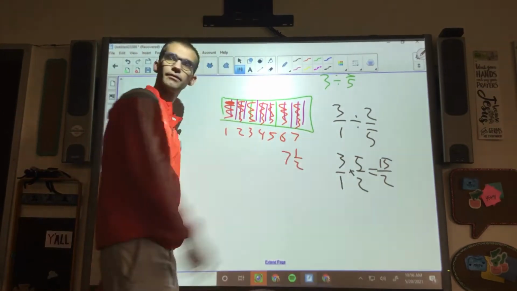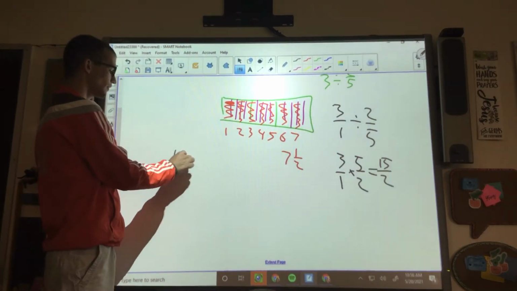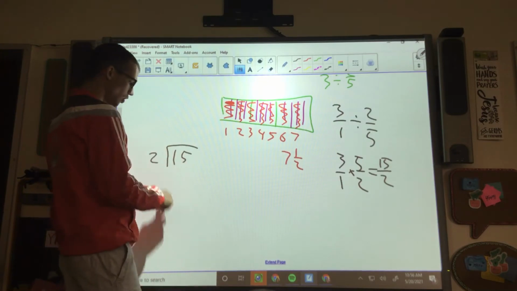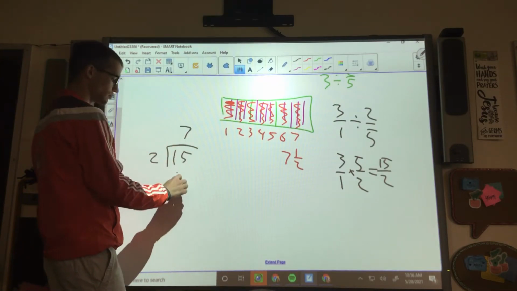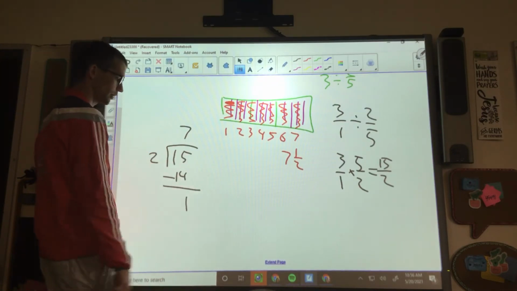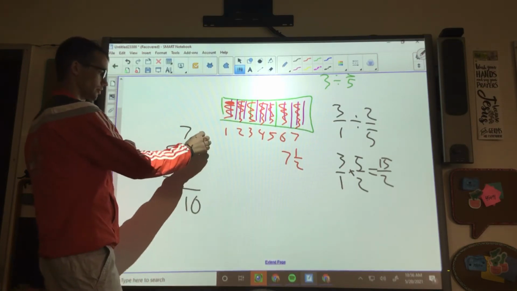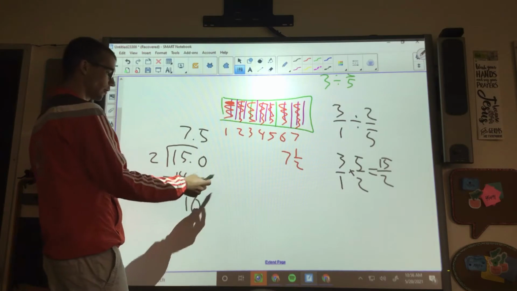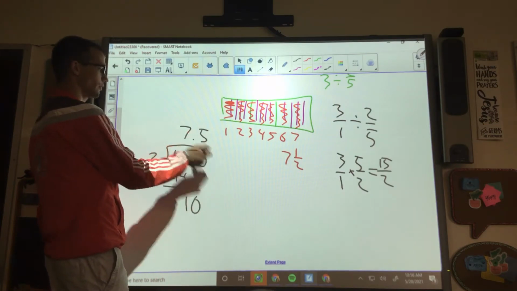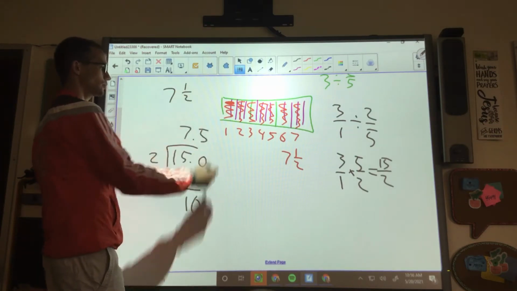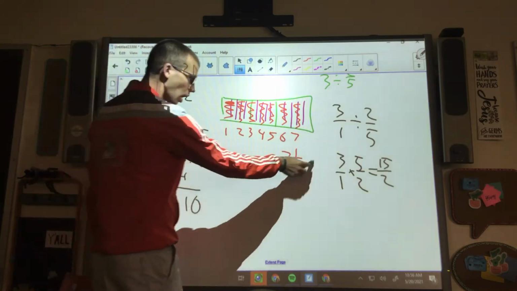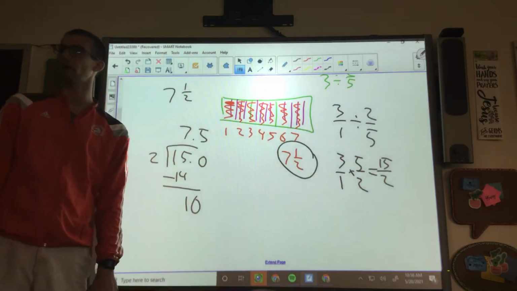15 divided by 2: 2 goes in 7 times, 2 times 7 is 14, I get 1 left over. Let's say I add a decimal, drop it down, 2 goes in 5 times, so 7.5. Or, instead of doing that, I could have kept the 1 over here, and I would have gotten 7 and 1/2, which is the same thing I got when I drew it all out.